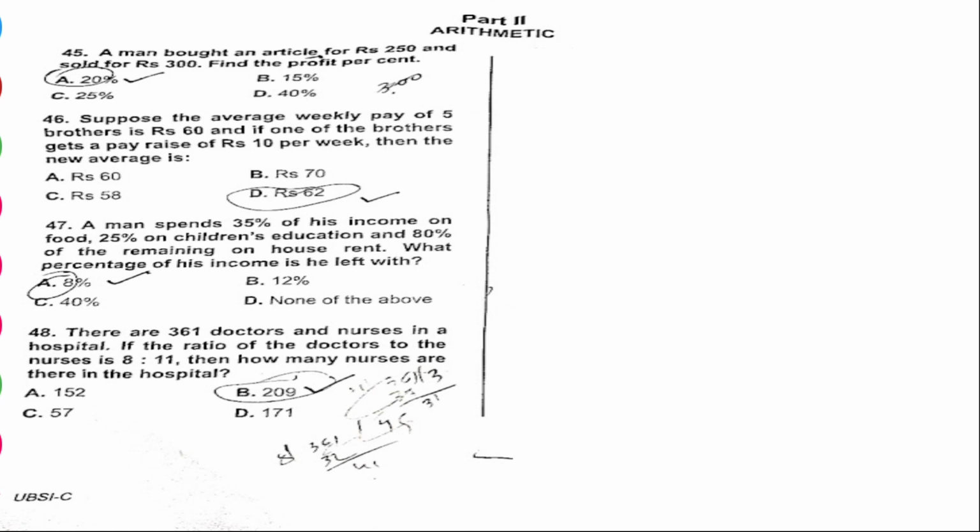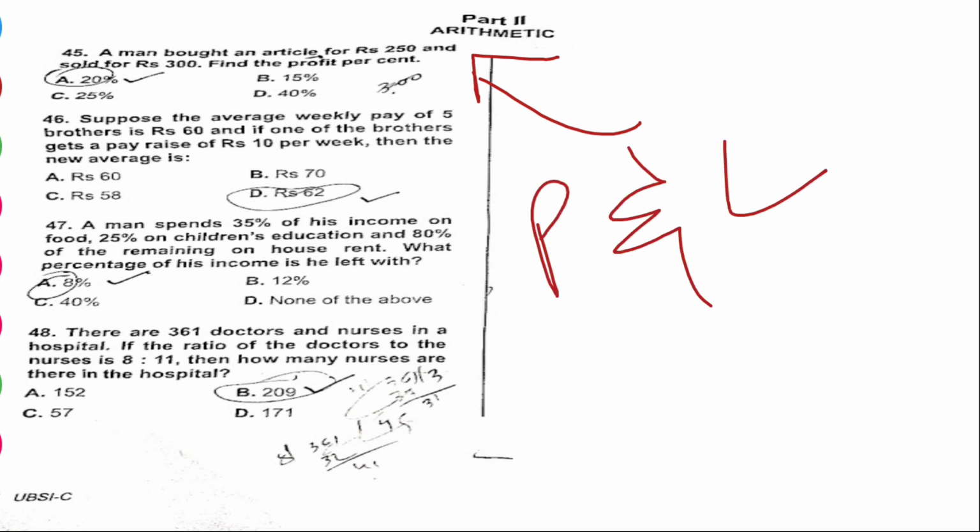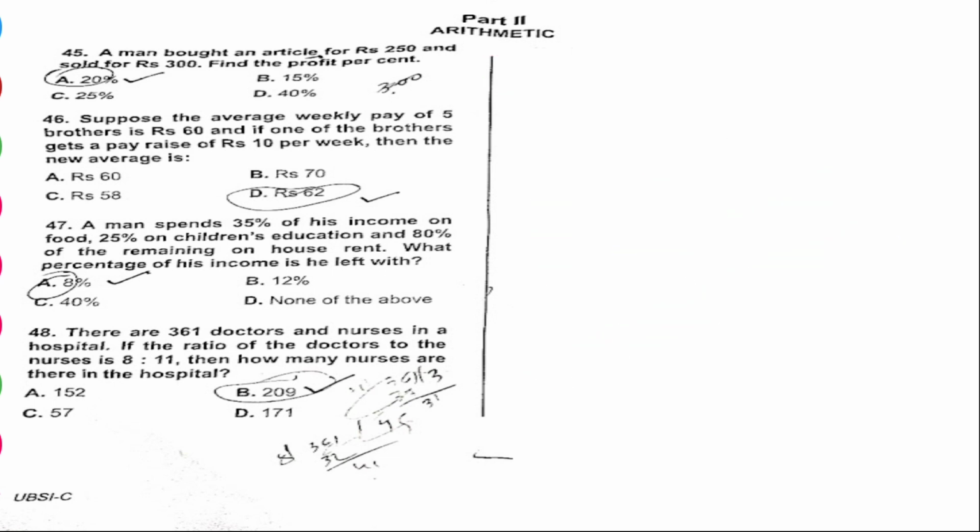So let us see question number 1. First of all, let us see which chapter question number 1 is from. It is from the chapter Profit and Loss, as you may very well know. The question says a man bought an article for rupees 250 and sold it for rupees 300. Find the profit percent. Interestingly, in the first of my previous videos itself, I mentioned exactly this question. So the same question was repeated.